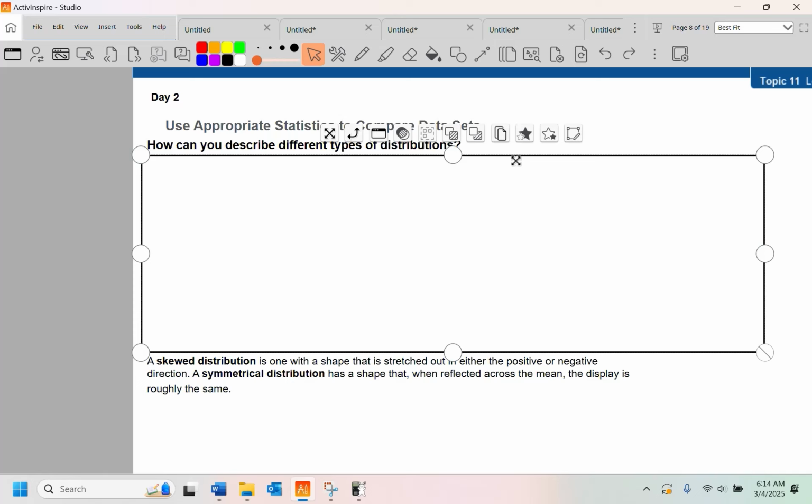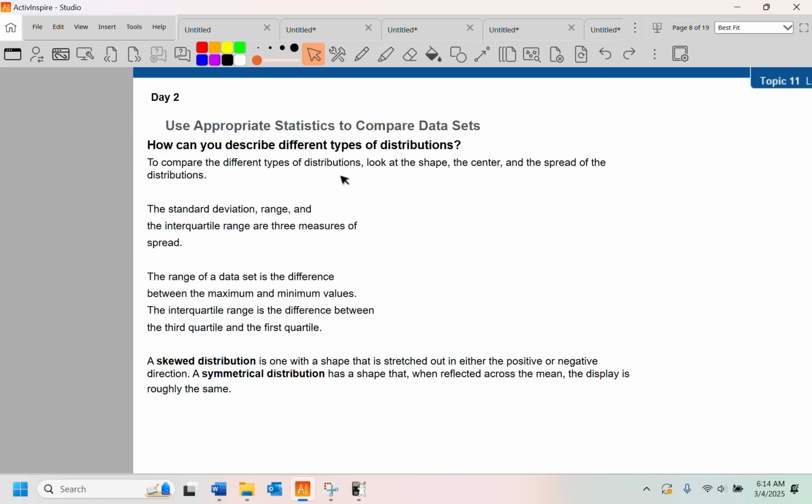Use appropriate statistics to compare data sets. And how can you describe different distributions? A lot of these notes that you're about to uncover are about measures of central tendency. To compare the different types of distributions, look at the shape, the center, and the spread of distributions. And again, this is something that we're going to talk about tomorrow, which is standard deviation. That's the next set of notes. So that'll be what y'all do in class on Thursday, right?